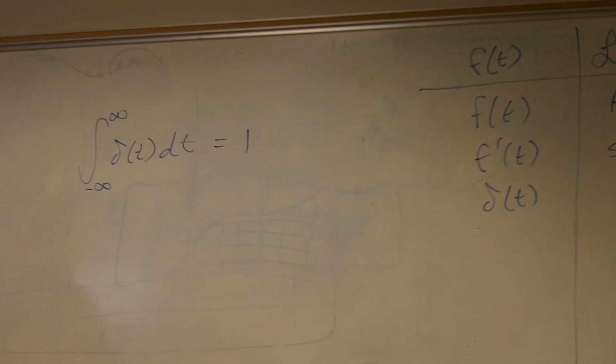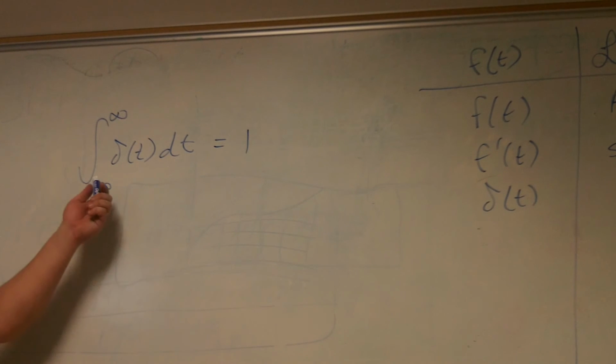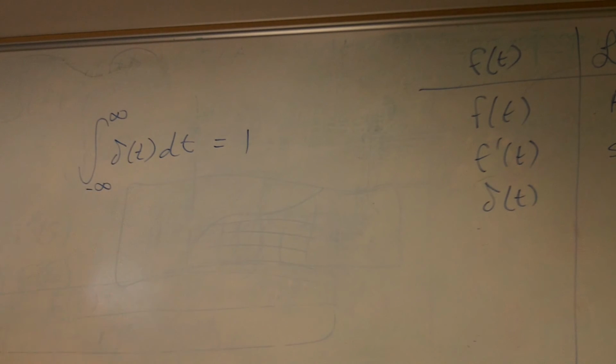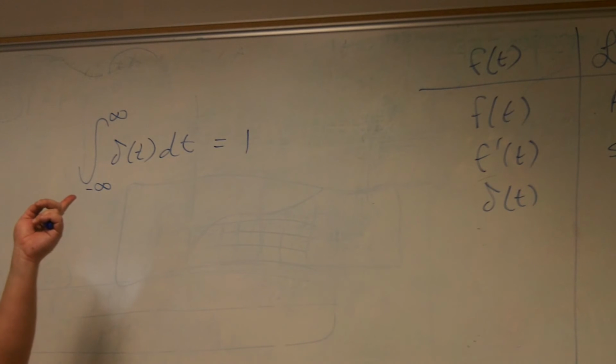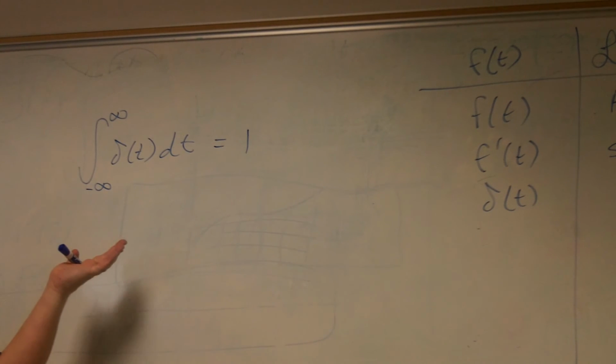Realize I haven't told you what the value of the function is at that point. As a matter of fact, in a way, I kind of have. I told you that it's 0 for everything except for t equals 0. So if it's 0 everywhere except this one infinitesimal point, but the area is equal to 1, what's the width? 0. 0 times something equals 1 is what I have just told you. There's nothing wrong with that.